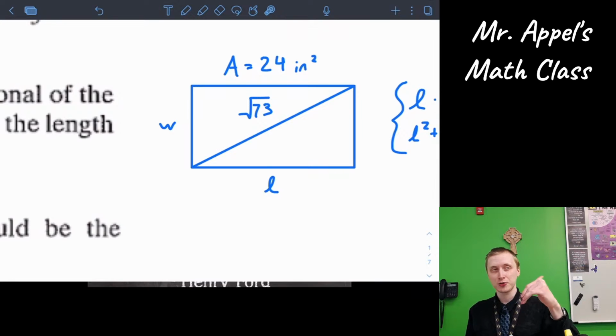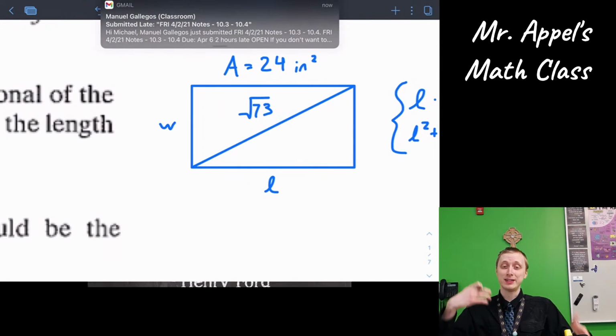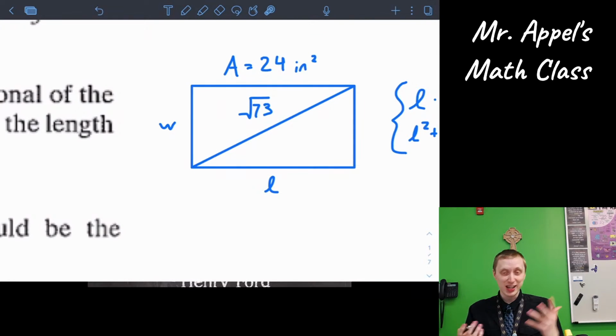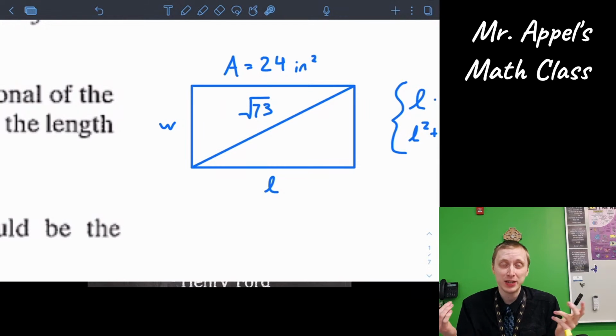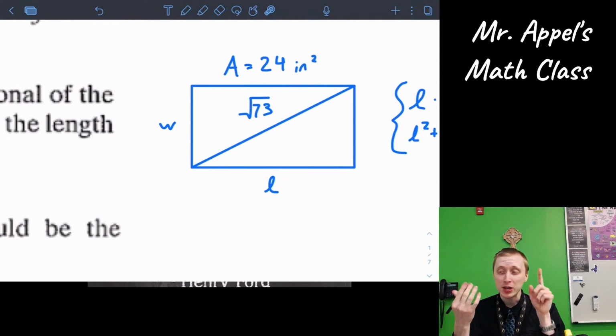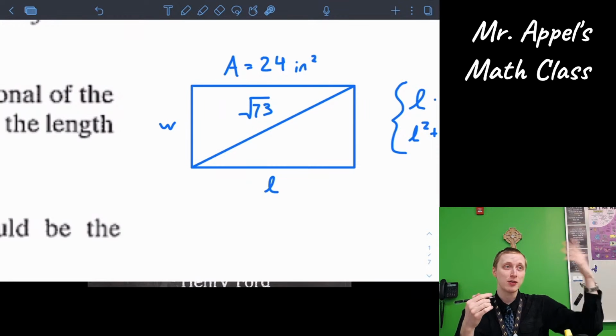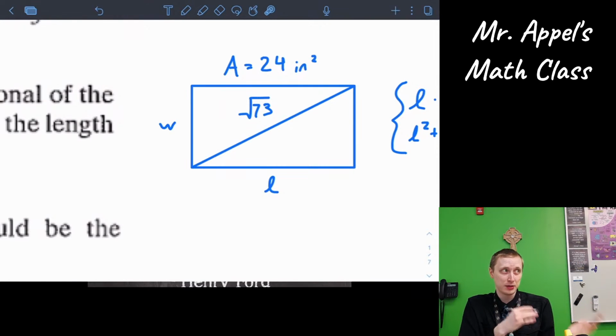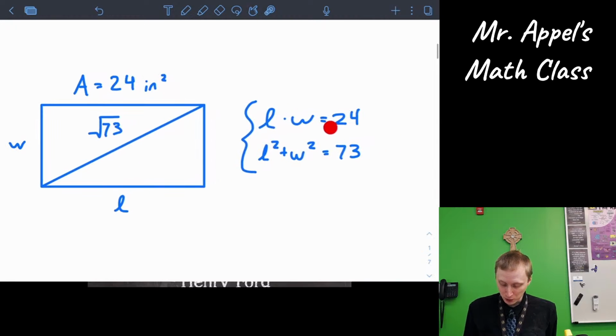So I'm going to use another strategy. Create a variable. Let's call length and width L and W here. That way, we can now write out some algebraic equations about the information we know. We know the area. We know it's a rectangle. We know the formula to find the area of a rectangle. That's length times width. Well, in this case, length times width equals 24. Write that down. Okay? What else do we know?